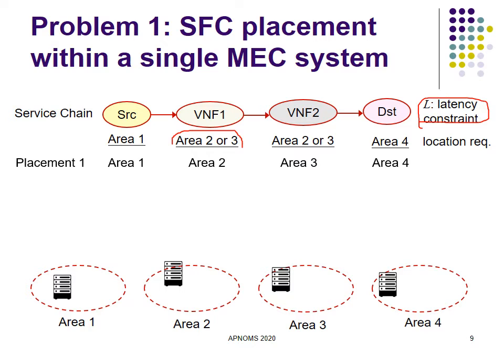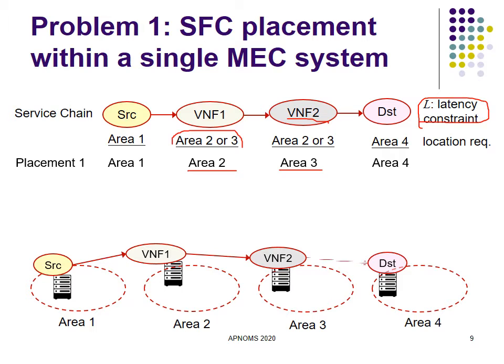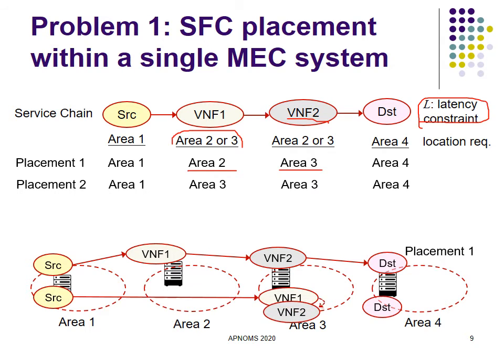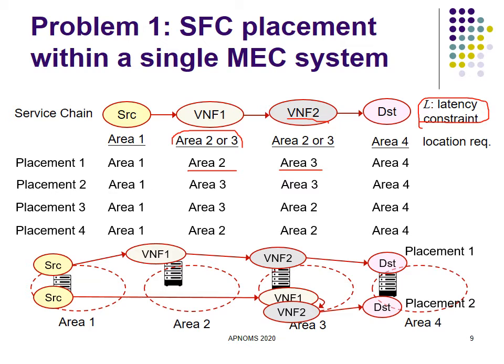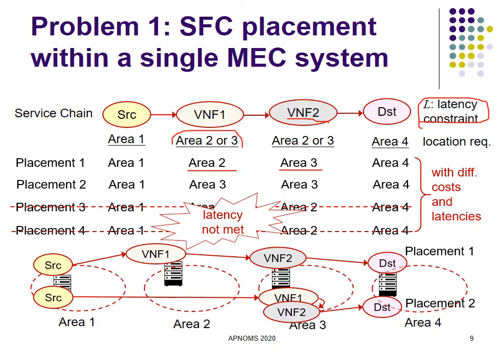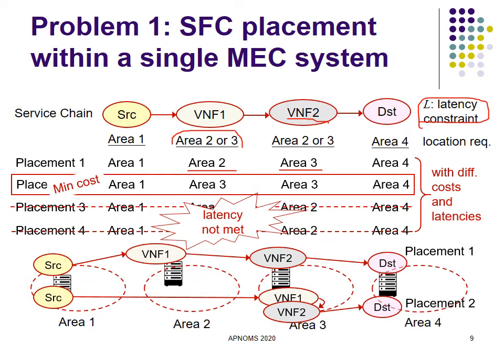Here we place VNF1 in a server in area 2, and we place VNF2 in a server in area 3. So it looks like this. It's also possible to place VNF1 and 2 in the same area 3, like this. There are other possible placements. Different placements may have different costs and latencies. Some placements do not meet the latency constraint, so we just remove these. For the rest, we should pick the one that has the minimal cost.